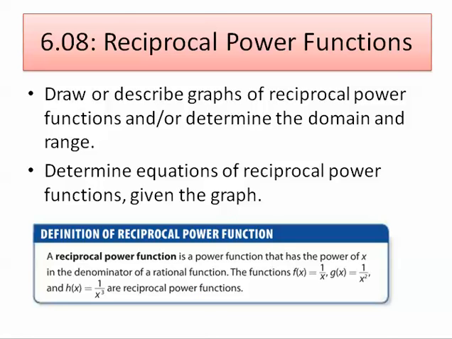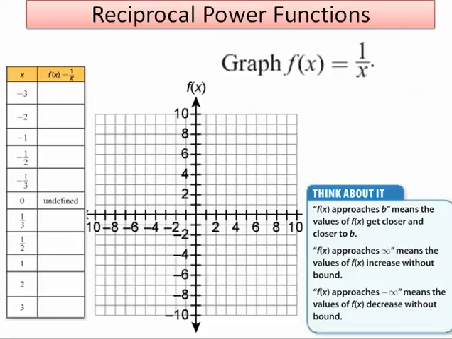Okay? So let's go ahead and look at the next slide here. And what we have is we're going to graph one of them. To graph it, what I'm going to do is fill in this t-chart over here. I've got my x and I've got f of x, which is 1 over x. And if I put negative 3 in there, my f of x is going to be 1 over negative 3. And if I put negative 2 in there, I get 1 over negative 2.